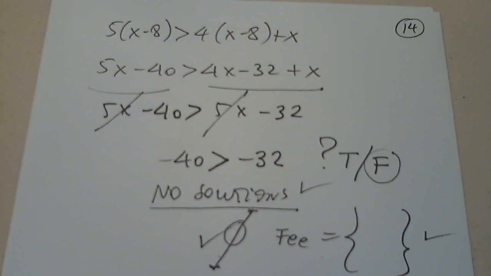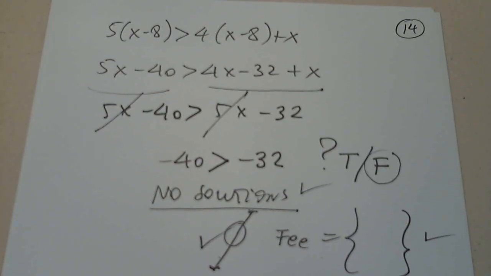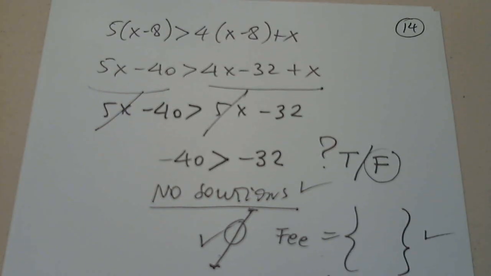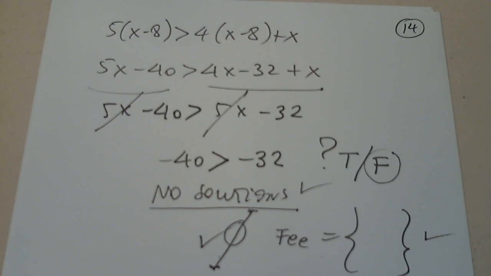So the solution is all real numbers. The solution is the empty set. No solutions. We didn't get x, and we got a false statement. So there are absolutely no solutions. Express the solution using interval notation. The solution is the empty set. What do they want here? Okay, so they want me to pick something. Okay, I'm going to pick something that has nothing in it.